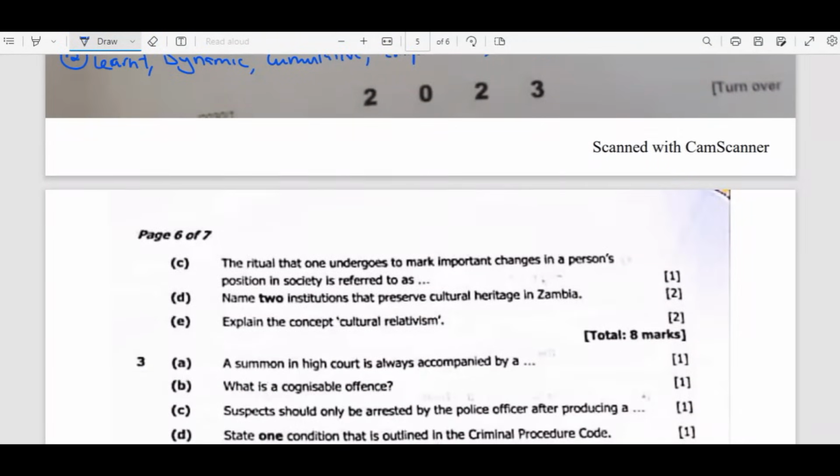So that is question C. So it was carrying 1 mark as well. So question C, we are saying the ritual that one undergoes to mark important changes in a person's position in society is referred to as. So a person is changing position now. Important change in a person's position in society is referred to as. So this one is what we call rites of passage. Okay, so we can move to the other one.